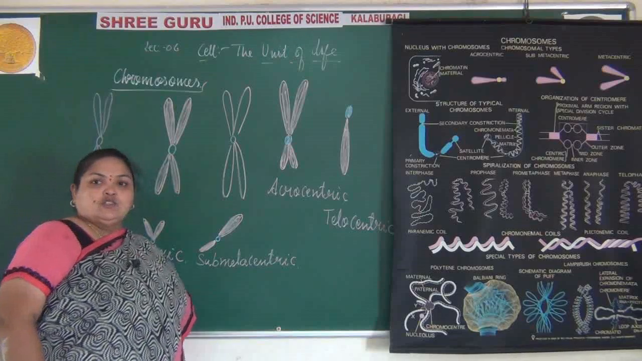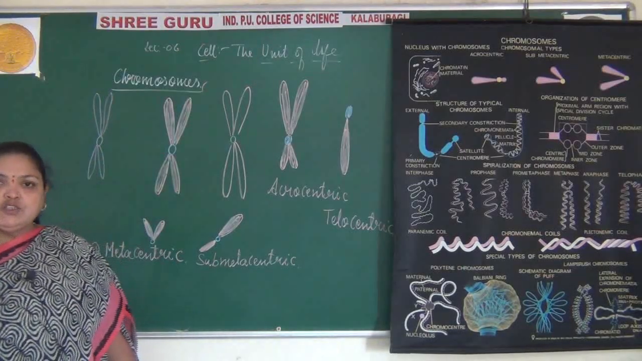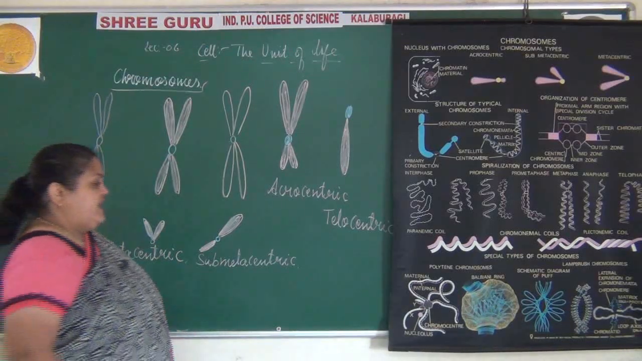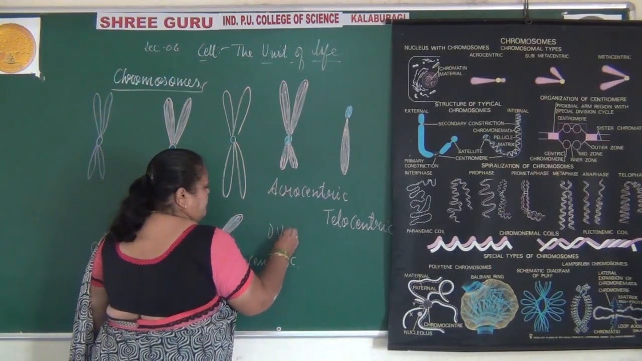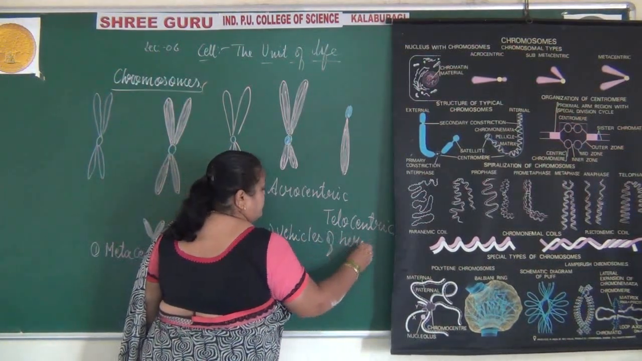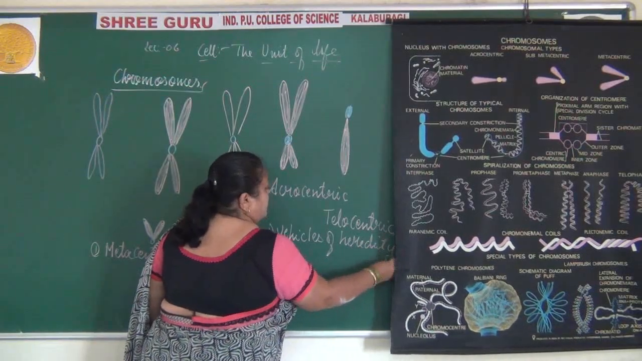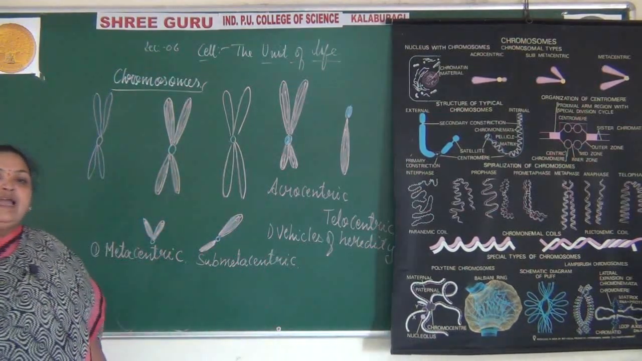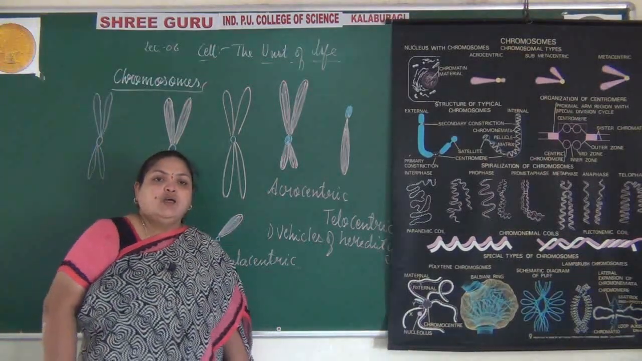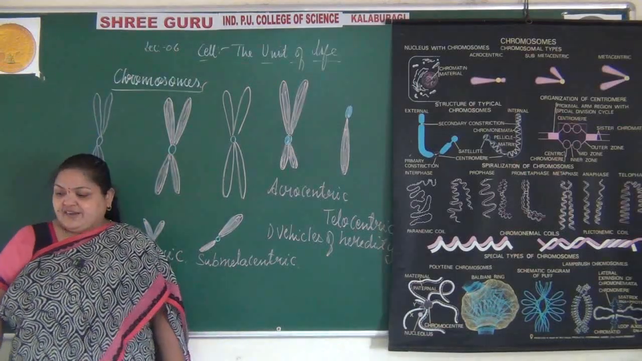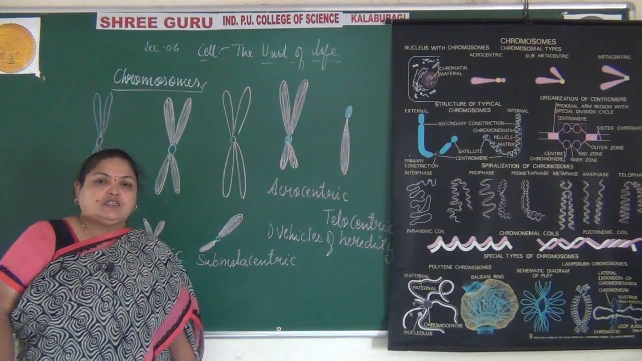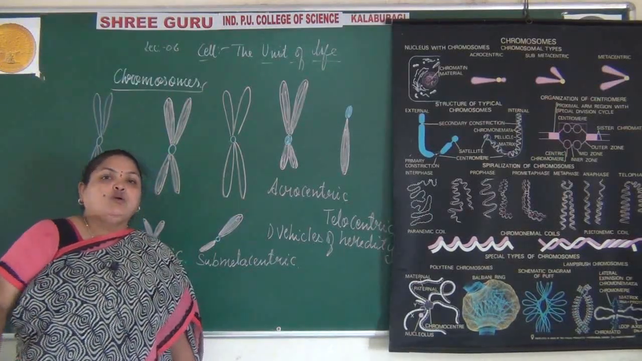Then if you go with the functions of the chromosomes, what are the functions of chromosomes? These chromosomes are the vehicles of heredity. They help in carrying the characteristic features from the parents to the offspring. They are responsible for carrying the genetic characteristic features from generation to generation.